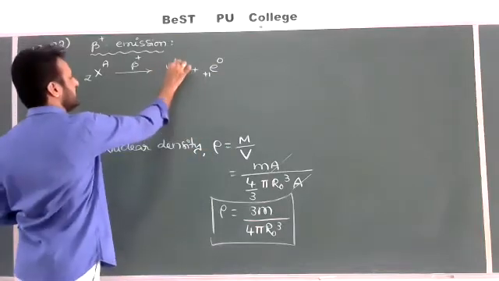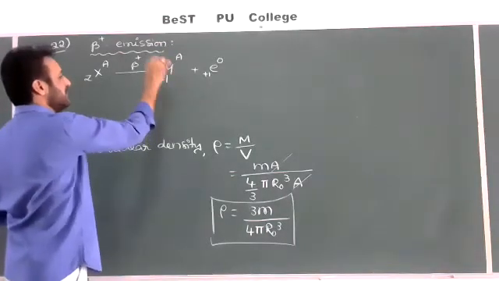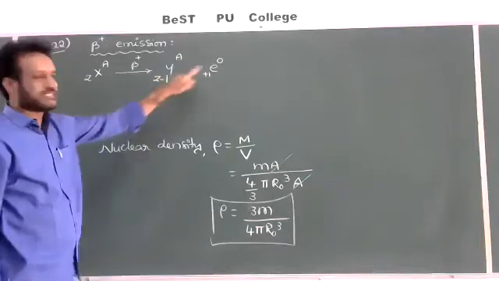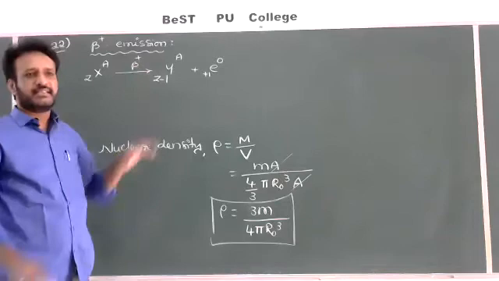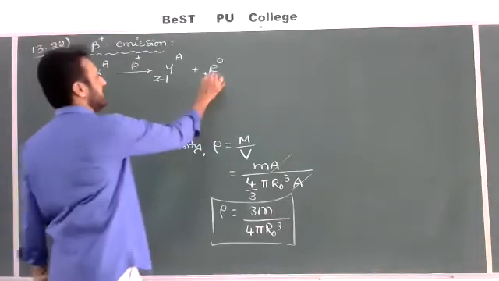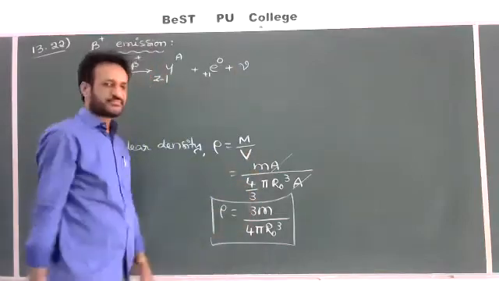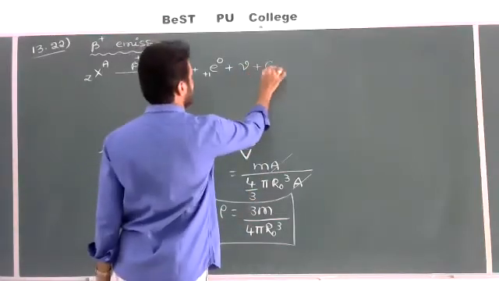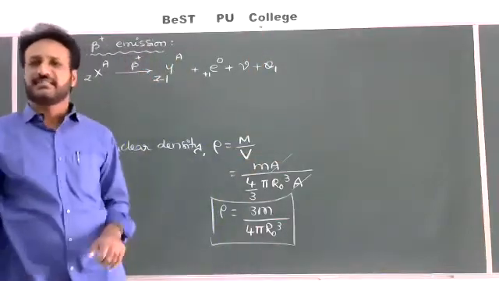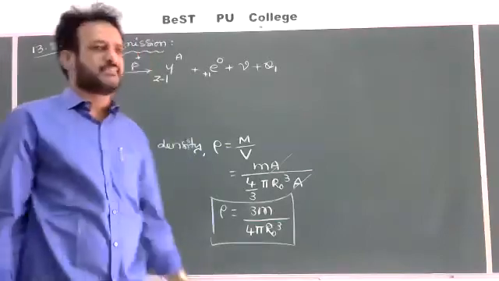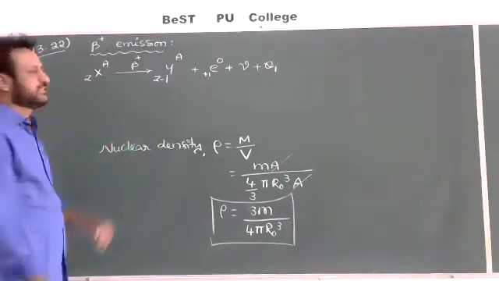Whenever it emits one beta plus particle, there is no change in mass number, so I write A. But the atomic number decreases by 1: Z minus 1, plus 1. Minus 1 plus 1 cancel, so both sides are balanced. But the positron is always accompanied by a particle called a neutrino, plus some amount of energy, which I write as Q1. That is the amount of energy emitted. How do we find Q1? Mass of the reactants minus mass of the products.